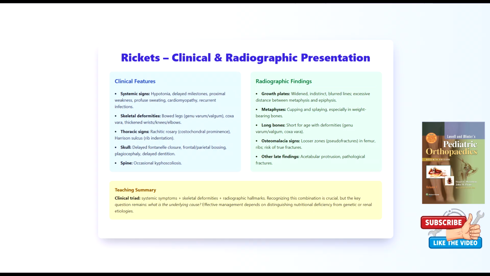Here we see the so-called looser zones, or pseudofractures, transverse bands of unmineralized osteoid, most often located in the medial aspect of the proximal femur or the posterior ribs. Around these pseudofractures, an osteosclerotic reaction forms, but in adults, these zones may progress into true fractures if left untreated. Other late signs include acetabular protrusion and pathological fractures, reflecting profound weakening of the skeleton.